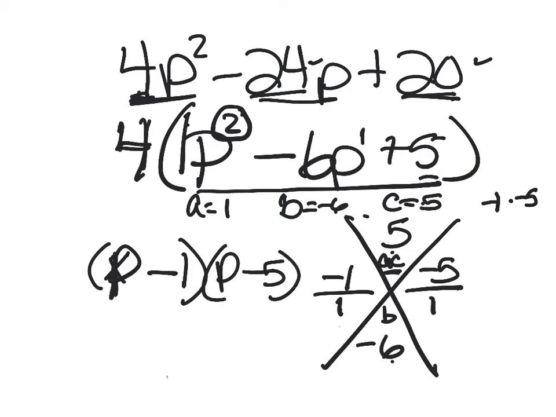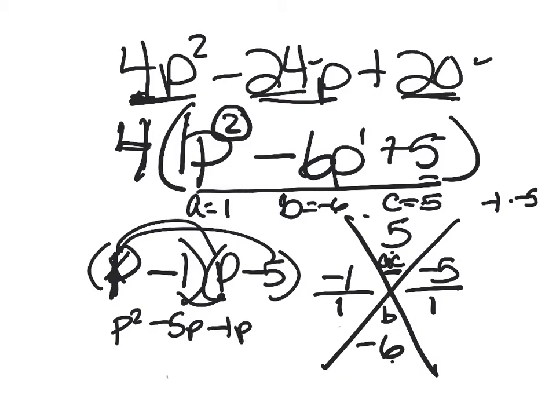Okay. And of course, you could always check it. P squared minus 5p minus 1p plus 5. And that comes up to our original problem.